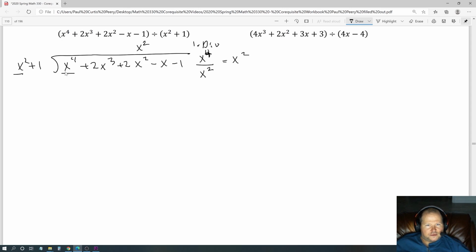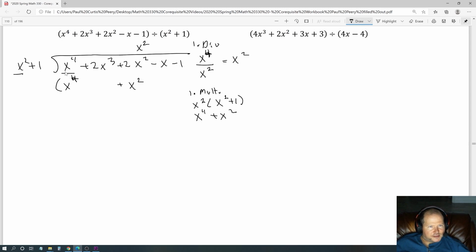And then, second step, multiply. We're going to take that x squared and multiply by the entire divisor, x squared plus 1. So x squared times x squared is x to the fourth power. X squared times 1 is just x squared. And then we're going to put those on the bottom.